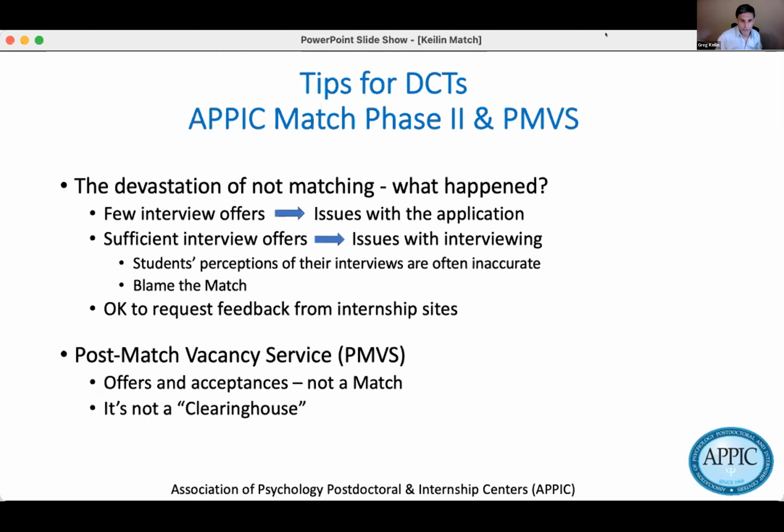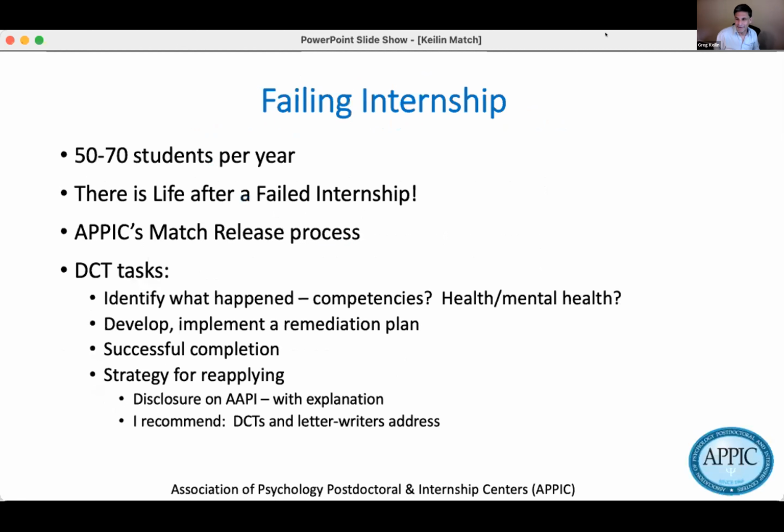Post-match vacancy service, I already talked about it. I just want to say, though, the word clearinghouse, we haven't been using that for 13 years. One of the reasons we changed that term is because students found it to be offensive. So if that is still part of your vocabulary, we ask that you start calling it the post-match vacancy service.